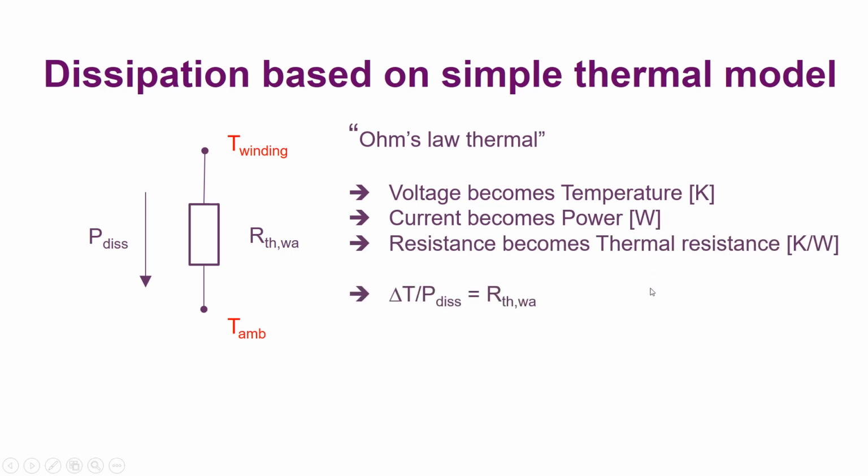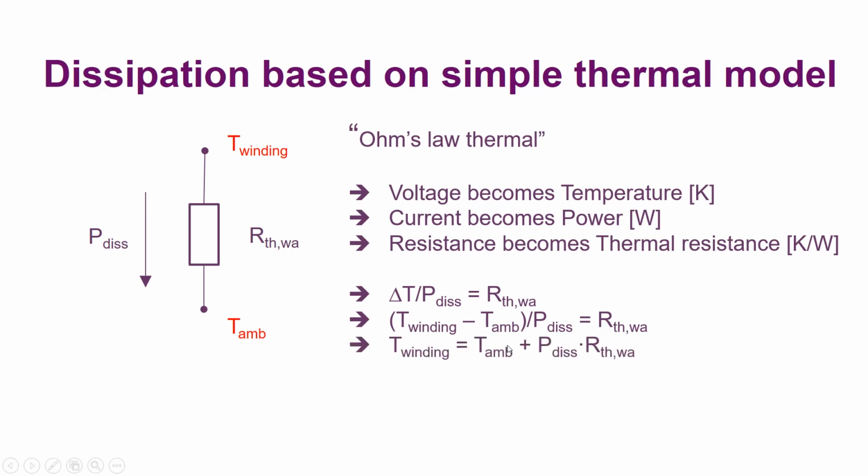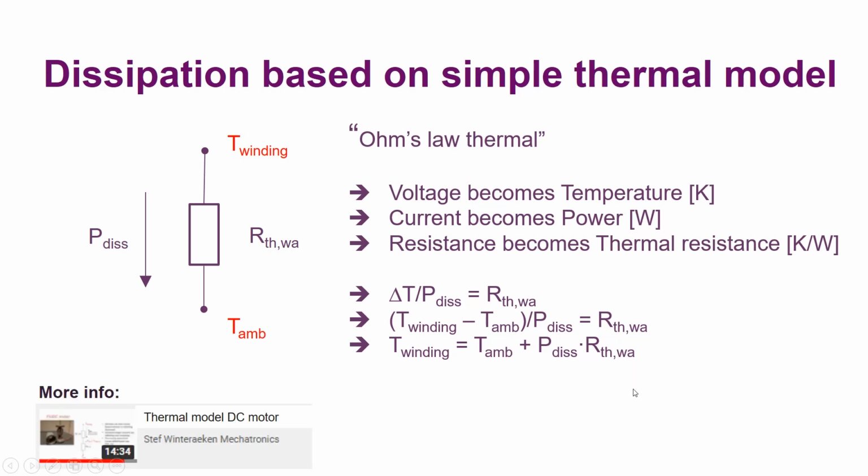So based on that, we can say that the delta temperature, T winding minus T ambient, divided by the dissipation power, has to equal the thermal resistance between winding and ambient. Based on this equation, we can calculate the maximum winding temperature, which is equal to the ambient temperature plus the dissipation power times the thermal resistance between winding and ambient. And when you want more information about that, please look at the video about the thermal model of a DC motor in this playlist.